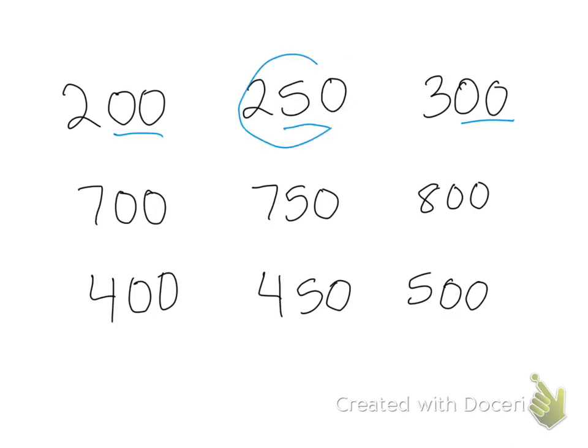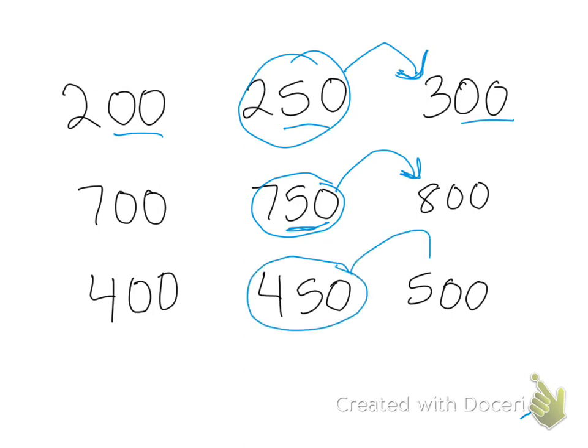Well, what if I want to round 250? The problem is it's halfway in between 200 and 300. This number is exactly in the middle. When we round numbers that are exactly in the middle, mathematicians have a rule that says that we always round up to the larger number. So if I wanted to round 250, I would round up to 300. Okay. For 750, since it is exactly in the middle with the 50, we would round this up to 800. And with 450, again, we would round it up to 500.